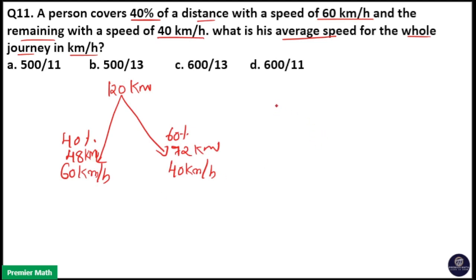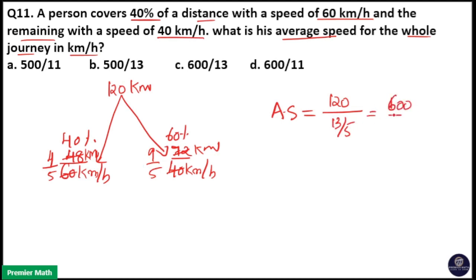So here if I take average speed is equal to total distance is 120 km divided by total time. Here 48 by 60 plus 72 by 40 is the total time. 12 into 4 is equal to 48 and 12 into 5 is equal to 60. So 4 by 5. Here 8 into 9 is equal to 72 and 8 into 5 is equal to 40. So 9 by 5. That is 4 by 5 plus 9 by 5 is equal to 13 by 5. That means 120 into 5 is equal to 600 divided by 13 is your answer. So option C is your answer.